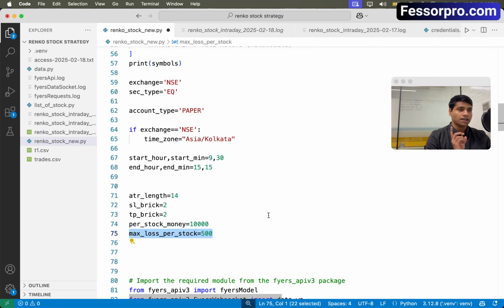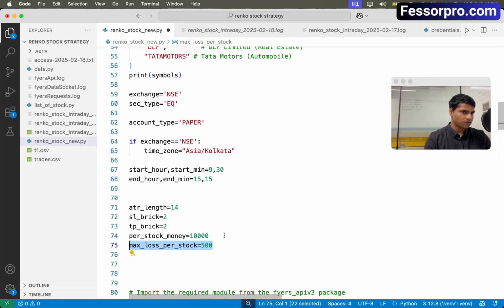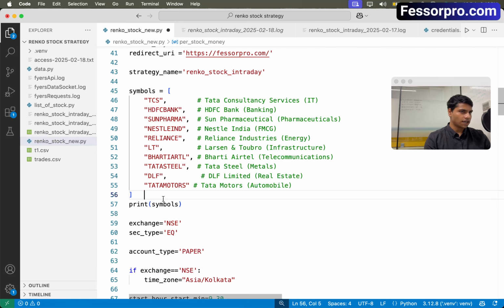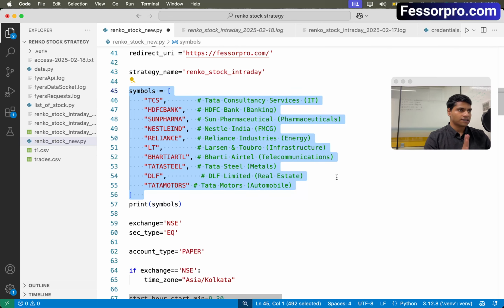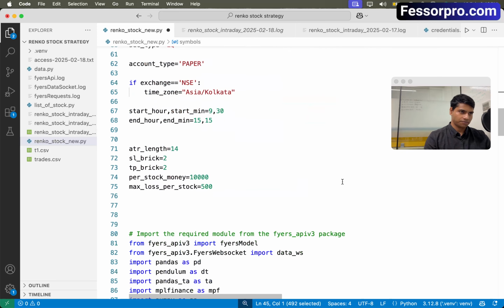Now remember that this strategy requires to buy at least two quantity. So let's say you have invested 10,000 and the price of the stock is greater than 5,000, let's say 6,000. So in that case, this code will break. So make sure you only select stocks which are less than 5,000. In this case, since I'm investing 10,000, all the stocks that I have selected have prices less than 5,000. So it will at least take 2 positions or 4 positions depending on the price.